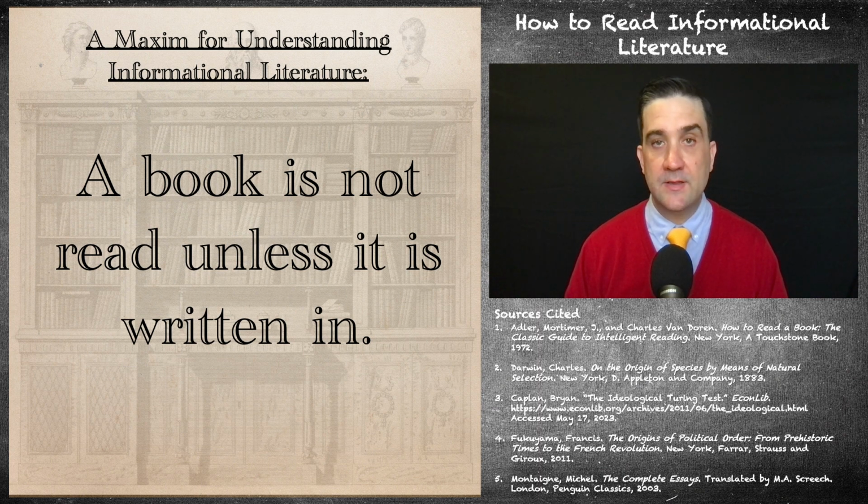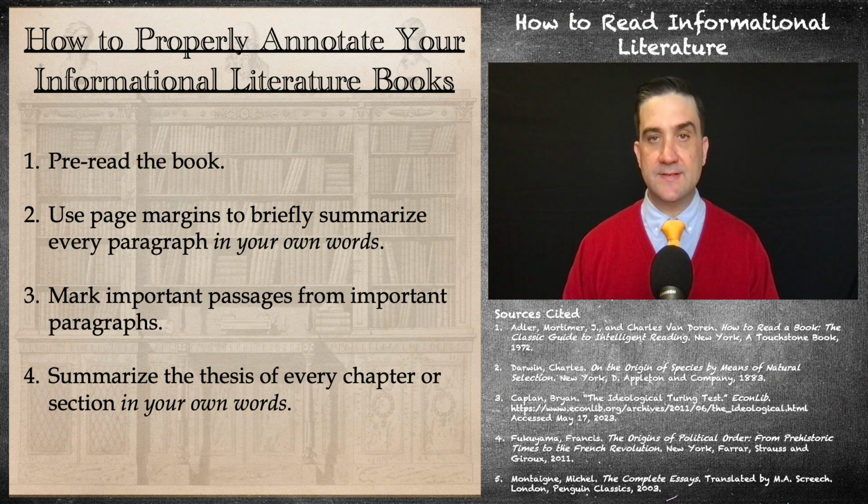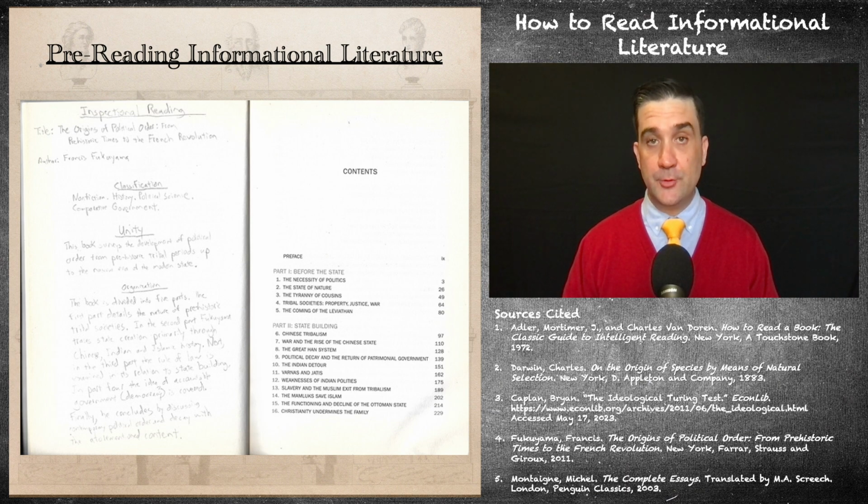So with that in mind, let's take a look at how to properly annotate your books. There are 4 key practices to properly annotating your book of informational literature. The first thing you want to do is perform what's called a pre-reading of the book. You'll also want to create landmarks in the margins of your book by summarizing, in your own words, every single paragraph. Also within the paragraphs, you want to mark important passages. And finally, you also want to write summaries of every single chapter or section of a book in your own words.